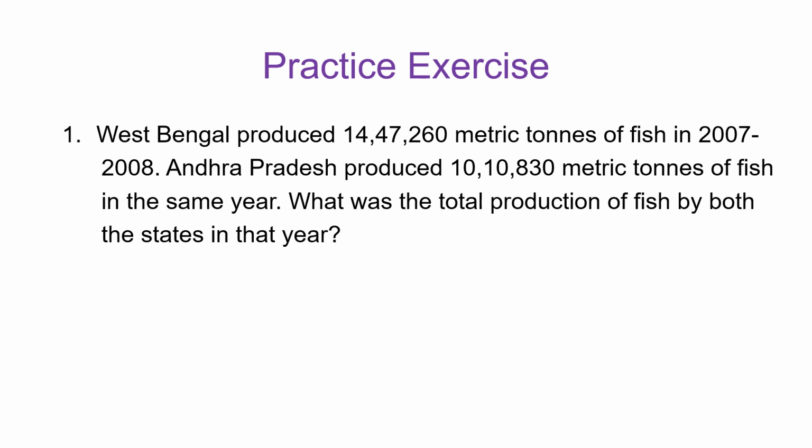West Bengal produced 14,47,260 metric tons of fish in 2007-2008. Andhra Pradesh produced 10,10,830 metric tons of fish in the same year. What was the total production of fish by both the states in that year?